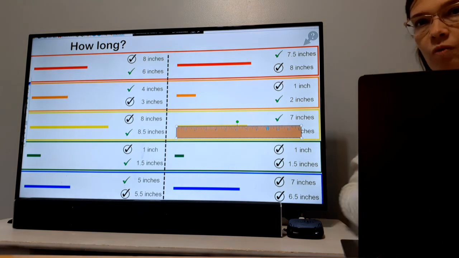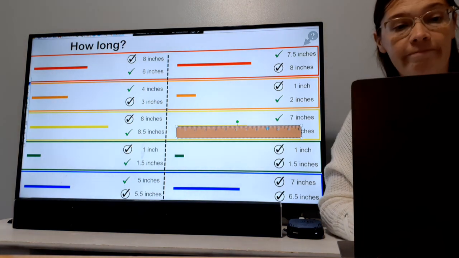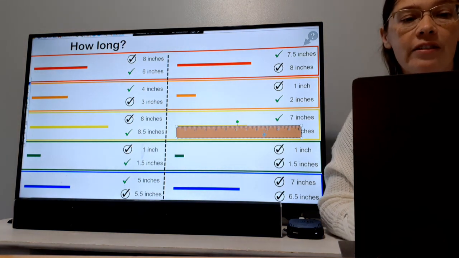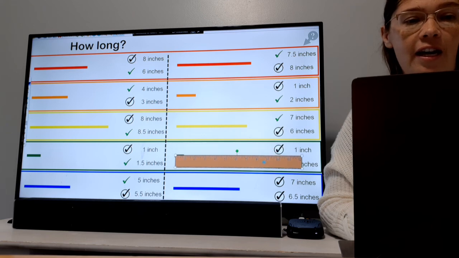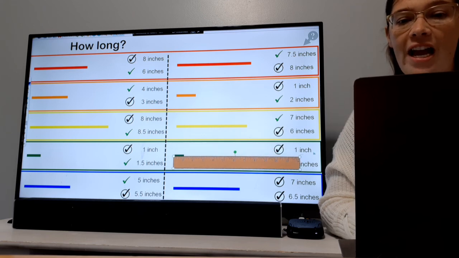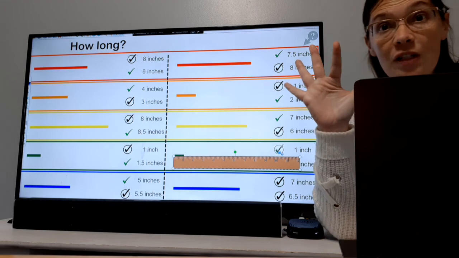It says 1 inch or 1.5 inches. What do you think it is? Let's find out. Okay. Boom. 1 inch. Yes, and this is our last one.